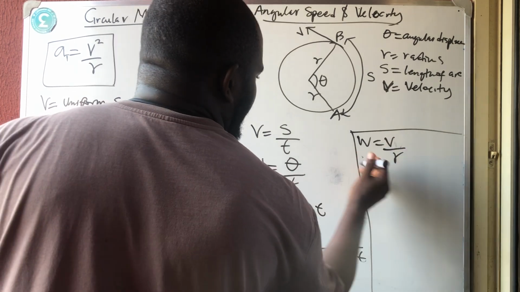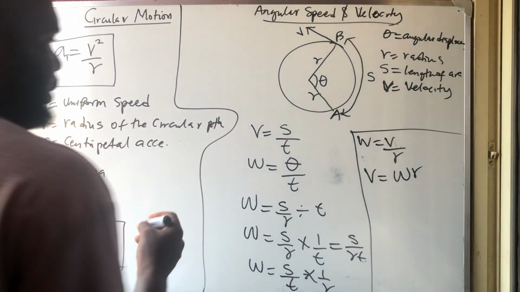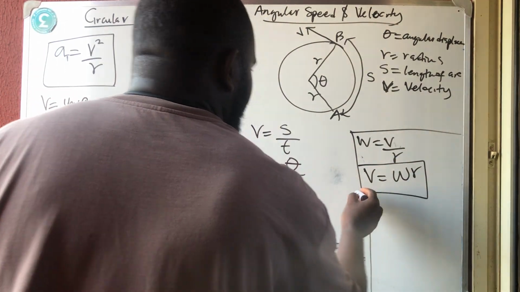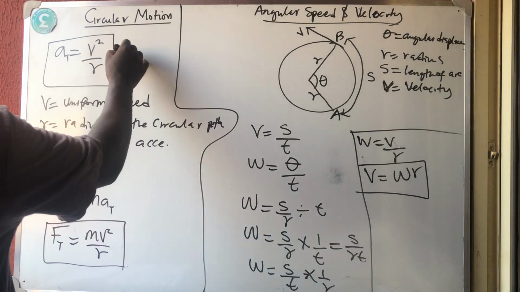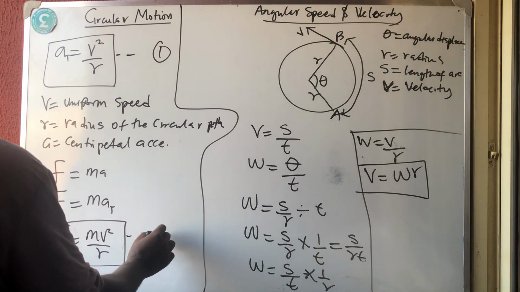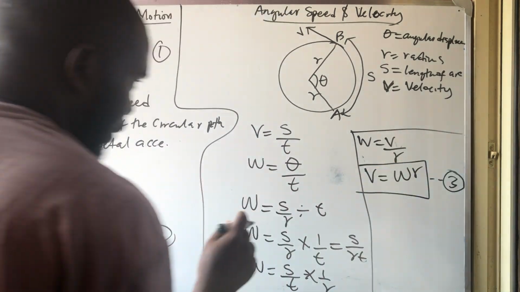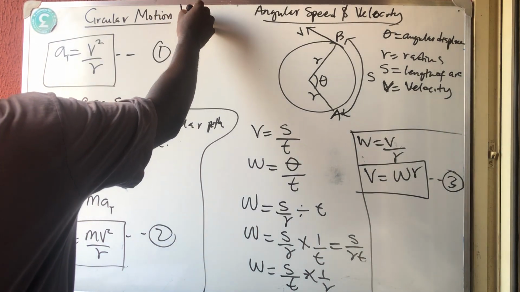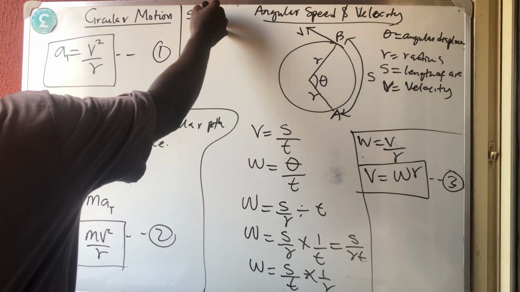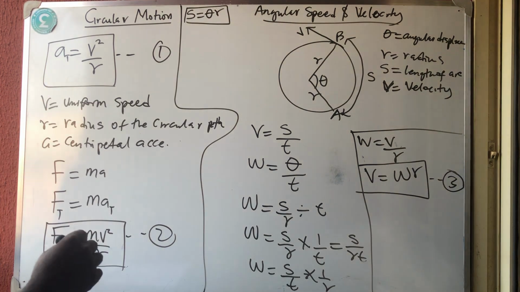Okay? So therefore, my linear velocity is equal to angular velocity times the radius. Very important formula. Very important formula. Okay, so we have 3 important formulas now. 1, 2, and 3. Okay, in fact we have 4. The fourth is that distance is equal to theta r. Very important formula. Distance is equal to theta r.